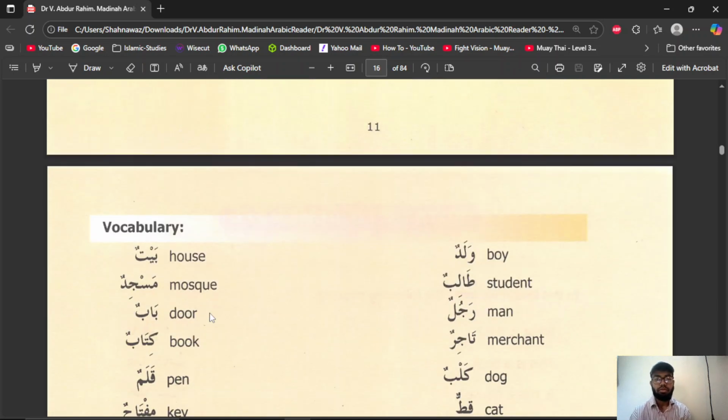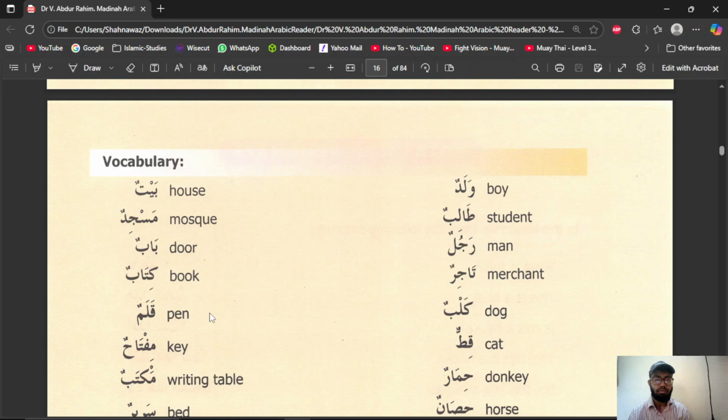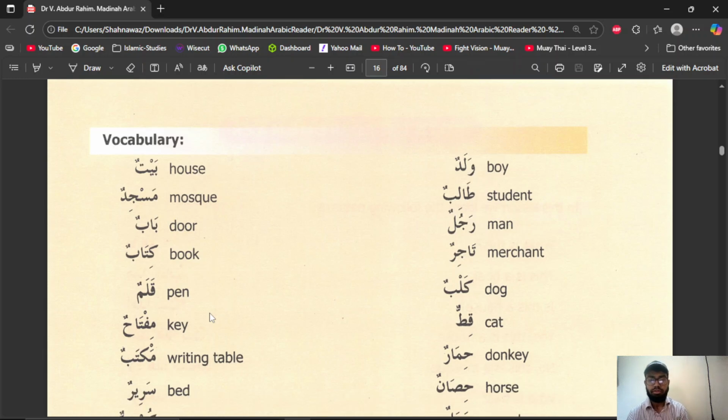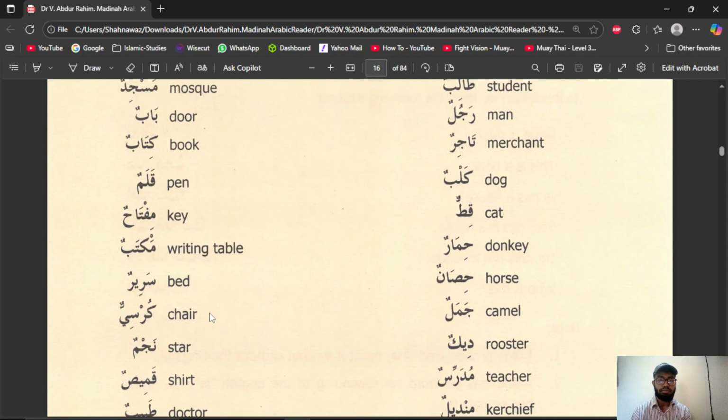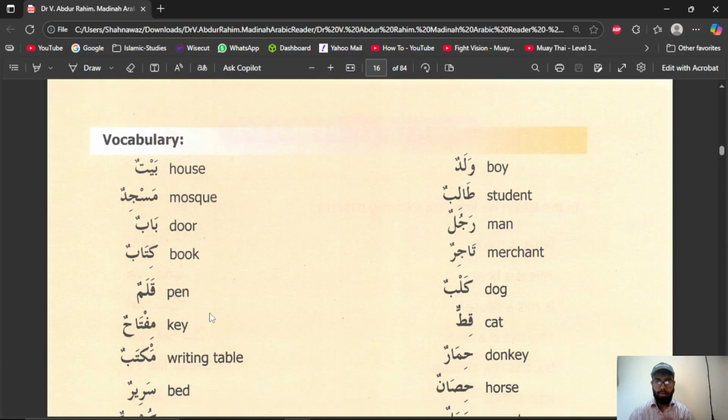Now, this section is called vocabulary, and it's very important to memorize it. The more vocabulary you have, the better grasp you have over the Arabic language, and the better you will be able to understand it. So we will be going over this vocabulary.